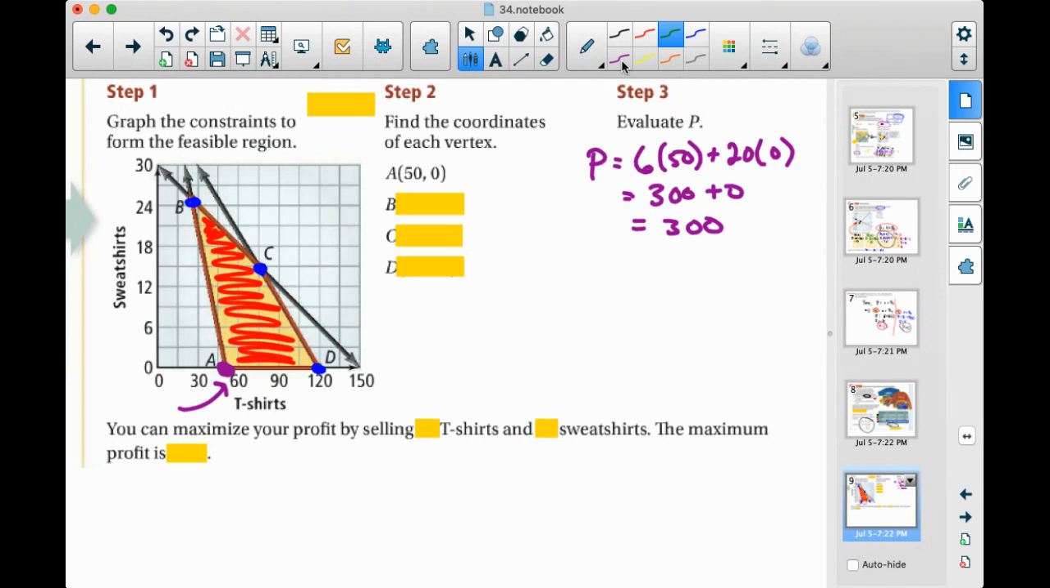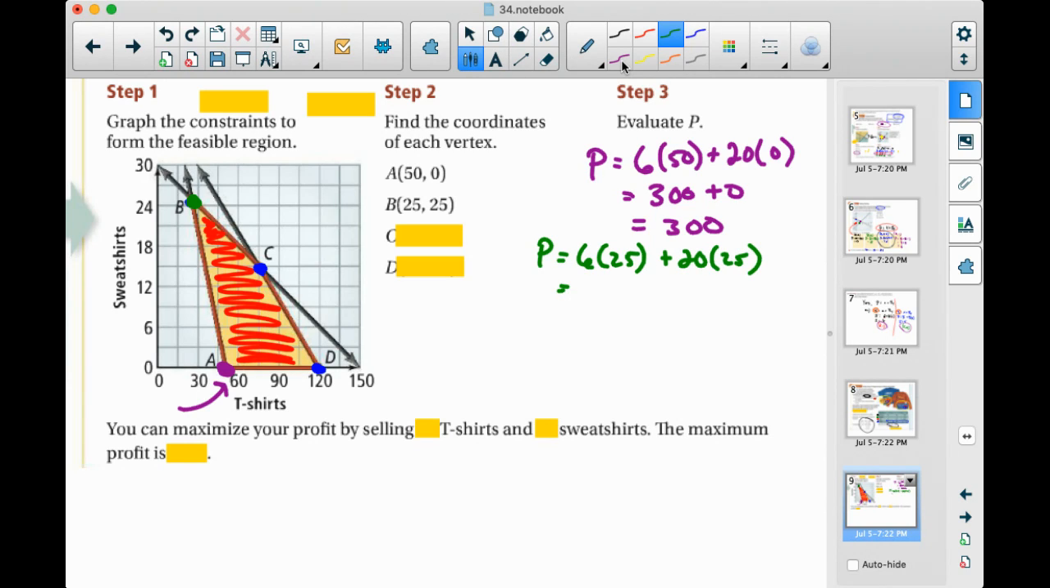Okay, let's see if we do our next point, which is B. B is at (25, 25). All right, so that's this one right here, B. So let's plug in. So I'm going to do 6 times 25 plus 20 times 25.